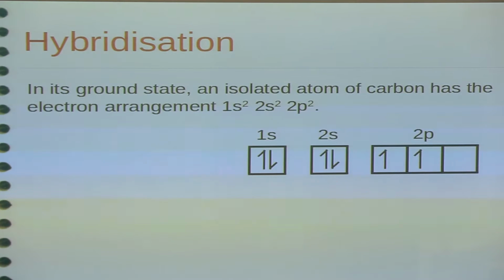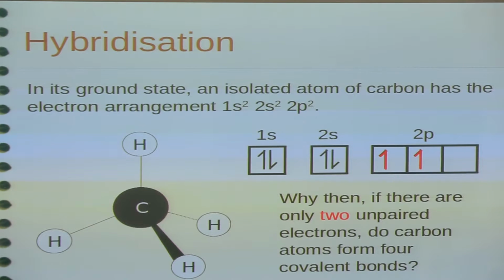That is, we can write the configuration as 1s with paired electrons, 2s with paired electrons, and 2p based on Pauli's exclusion principle. In 2p, the 2 electrons are not paired, but they are separately positioned. 2p has 3 energy levels, they are individual. There are 2 unpaired electrons in 2p.